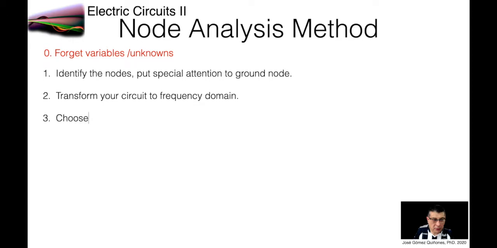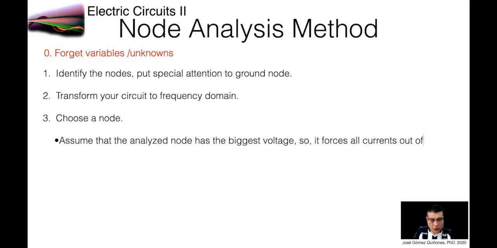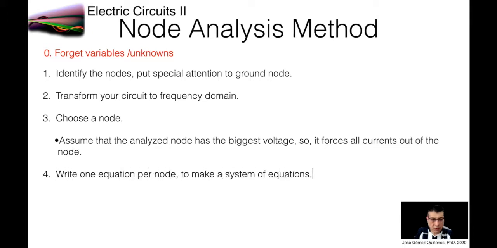Step number 3, choose a node. This node is going to be the node that has the biggest voltage in this time. So it's going to force all the currents go out of that node. We are going to write one equation per each node in order to make a system of equations. Step number 5, solve the system of equations. And step number 6, solve the variables.